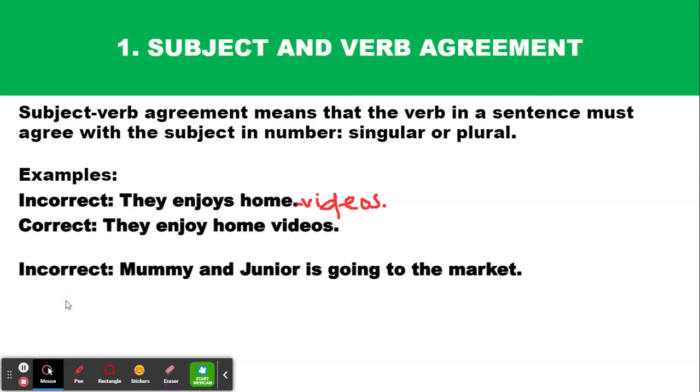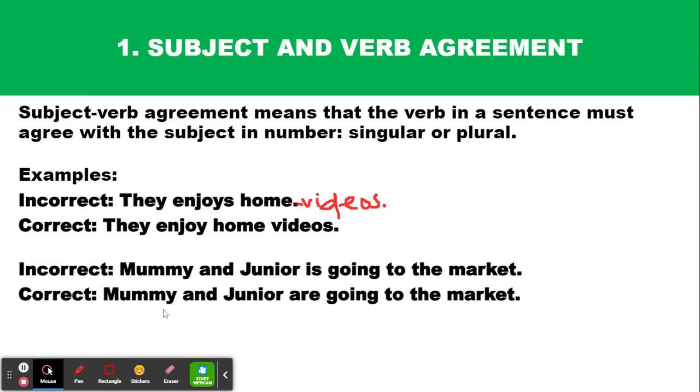Another example, "Mommy and Junior is going to the market." All right? It is incorrect because Mommy and Junior constitutes a plural subject and cannot go with a singular verb. In the first sentence, "they" is a plural subject and cannot go with the singular verb "enjoys." The correct thing is "Mommy and Junior are going to the market."